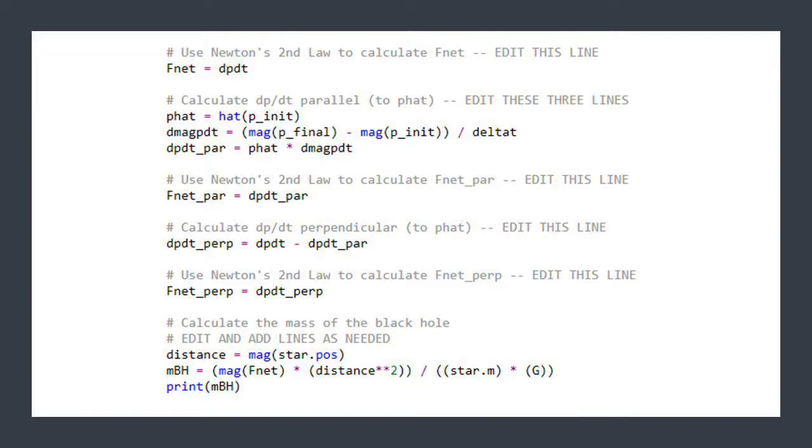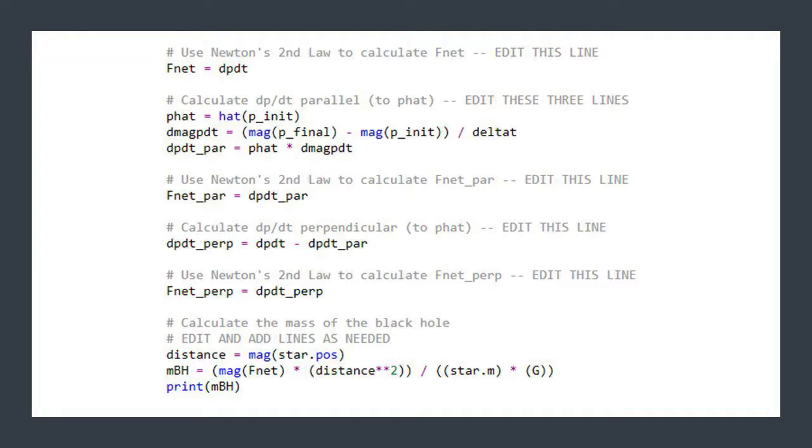In the next section of code, we're working to calculate dp dt in the parallel direction. In order to do that, we have to get the direction, which you see in the form of p hat, and the magnitude of that vector, which you see in the form of d mag p dt. We take the magnitude of the final momentum vector minus the magnitude of the initial momentum vector and divide by the change in time. On the line after that, we set F net parallel equal to dp dt parallel, because those two are equivalent.